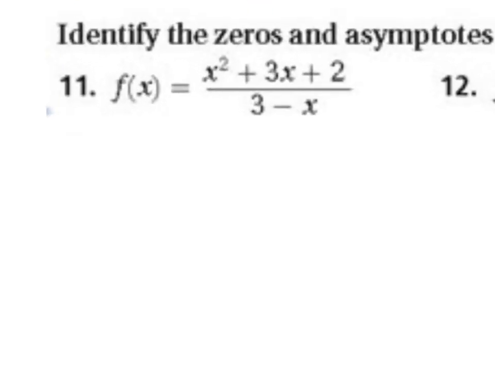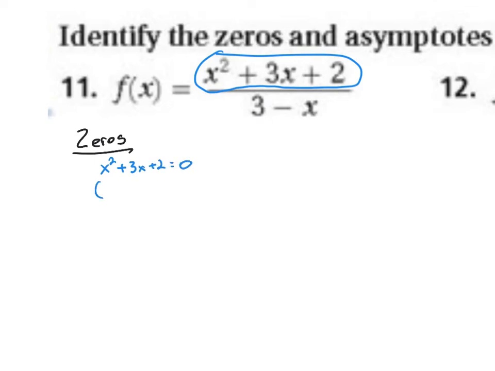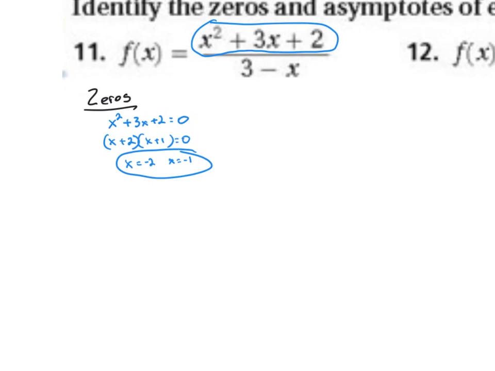Okay, let's take it a step further. Let's find, first of all, zeros. What are the zeros? It's when the top is equal to 0. So when x squared plus 3x plus 2 equals 0, that looks factorable. So let's go (x plus 2)(x plus 1) equals 0. So x is negative 2, and x is negative 1. There are my zeros.